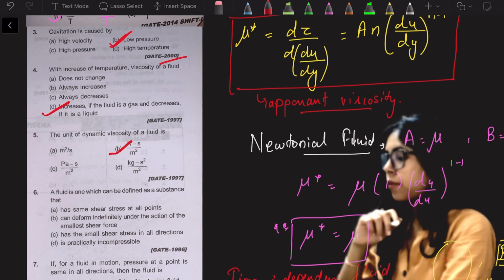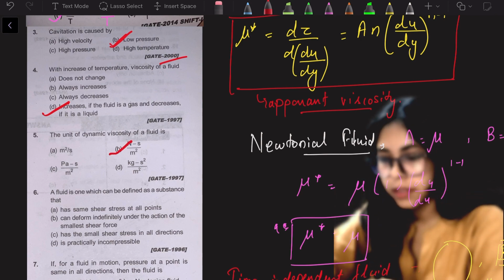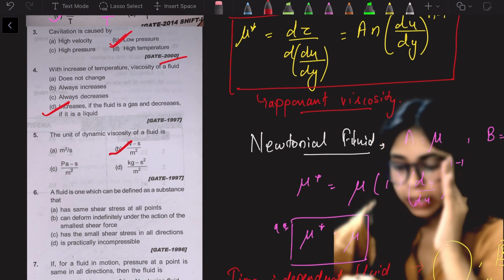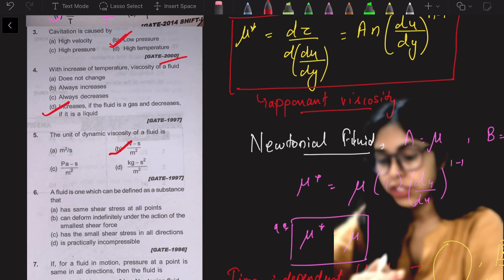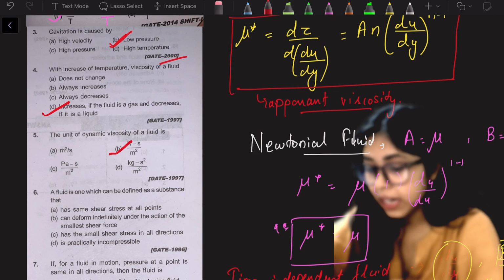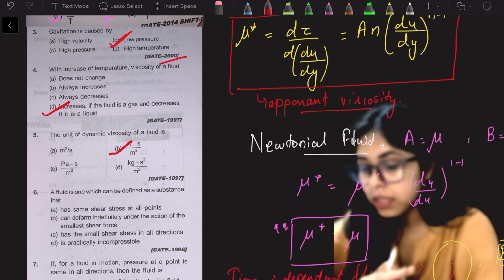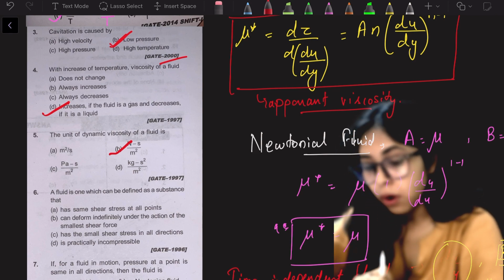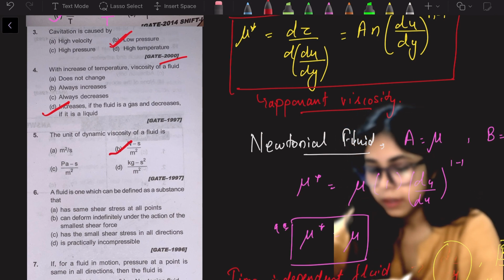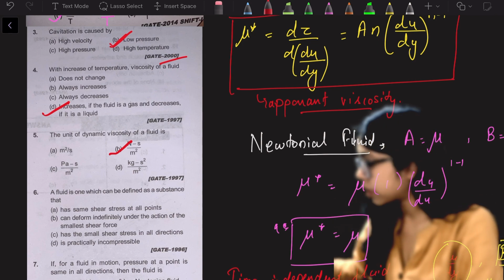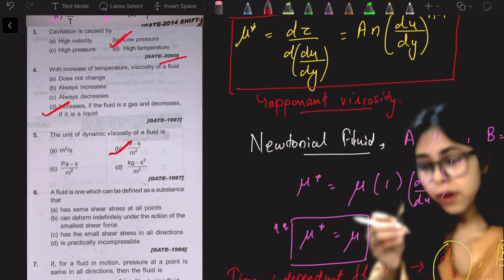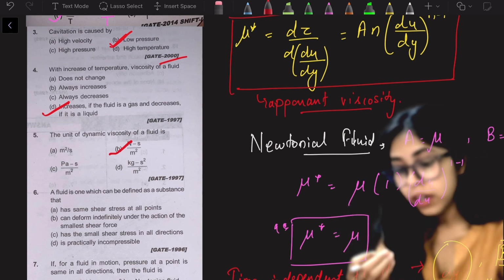The sixth question is, a fluid is one which can be defined as a substance that has the same shear stress at all points, can deform indefinitely under the action of the smallest shear force, has a small shear stress in all directions, or is practically incompressible. So what should we do for this? Same shear stress at all points doesn't work. Can deform indefinitely under the action of the smallest shear force?